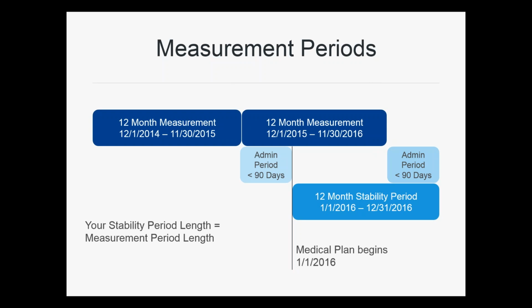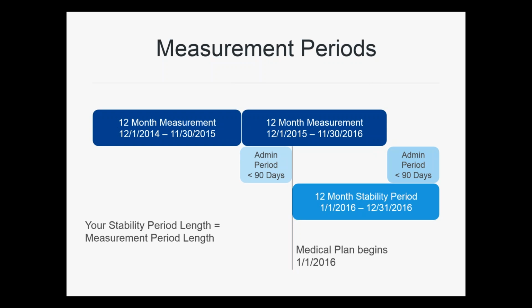So what they say is, okay, I want you to start calculating starting on, in this example, 12/1/2014 through 11/30/2015. You need to calculate all your hours that were worked. And if you average 130 hours or more in a given year, you're now considered a full-time employee. Okay, so if we calculate over this measurement period that you're over 130 hours, you now have an administrative period. So you have a time period where you're able to determine whether somebody was a full-time or a part-time employee.